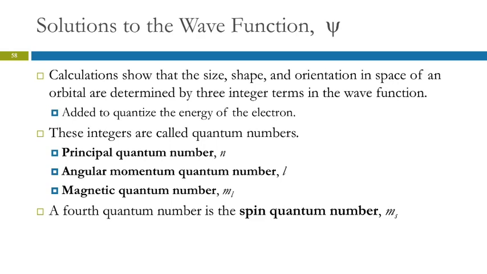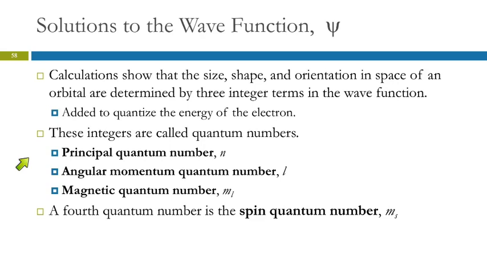Those integers are needed to quantize the energy of the electron, because we know from experiment that the energy levels of electrons are quantized. Our experiments don't tell us much about what the electrons are doing there, but they do tell us that the energies are at specific levels. The emission spectra of different elements tell us that. So these integers are called quantum numbers because they are necessary to quantize the energy.